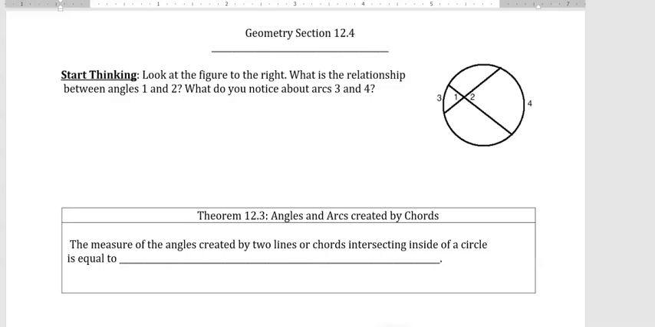All right, we are jumping into 12.4. Today's lesson is going to be working with chords, tangents, and secants.